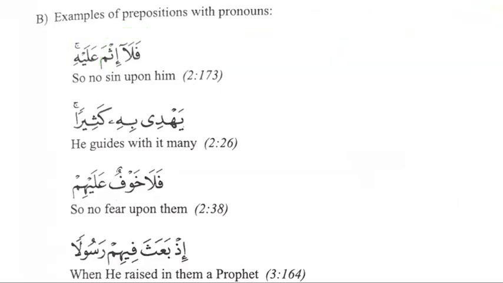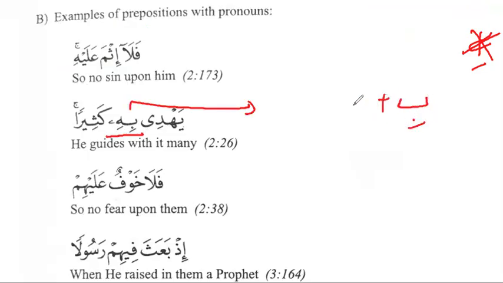Now let's look at another one. Yahdi bihi kathira. Now you and I both know that we have not seen any pronoun he. We don't know of any pronoun he. So bihi, what was the original of bihi? It was be plus what? Who. You will never see the word bihu in the Quran. It doesn't exist. It will always be bihi because the ha has been affected by bi. And it still means with it. Okay?